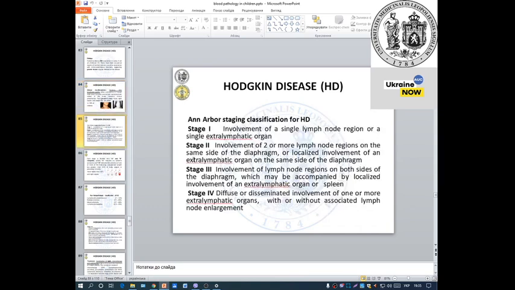Ann Arbor stages classification for Hodgkin disease. Stage 1: involvement of a single lymph node region or a single extralymphatic organ. Stage 2: involvement of 2 or more lymph node regions or extralymphatic organ on the same side of the diaphragm. Stage 3: involvement of lymph node regions on both sides of the diaphragm, which may be accompanied by localized involvement of extralymphatic organ. And stage 4: diffuse or disseminated involvement of one or more extralymphatic organs.